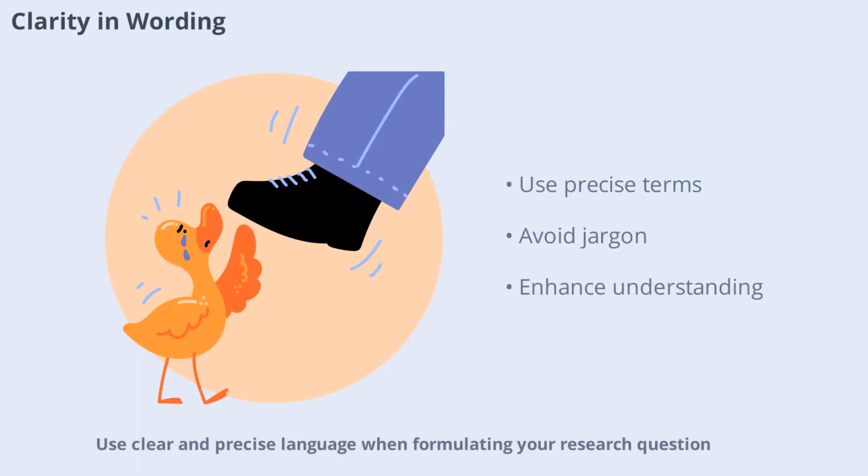Use clear and precise language when formulating your research question. Avoid jargon, ambiguous terms, or unnecessary complexity. Well-worded questions are easier to understand, communicate, and implement, leading to better study outcomes.